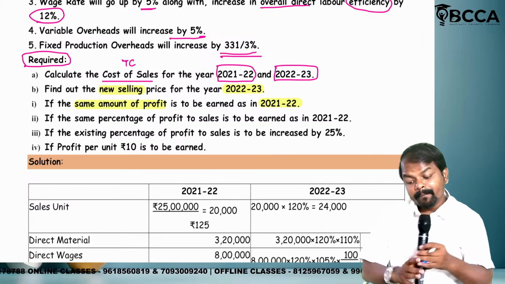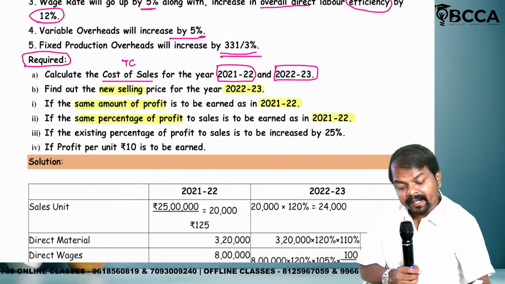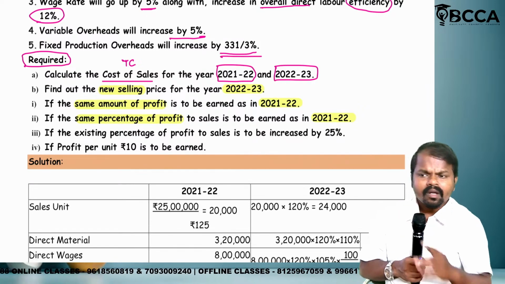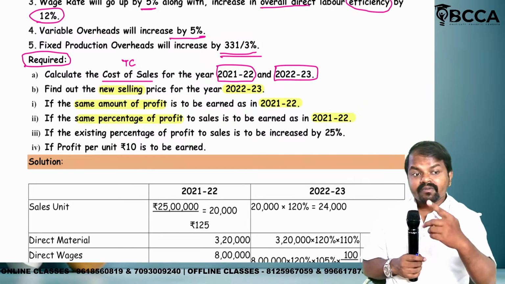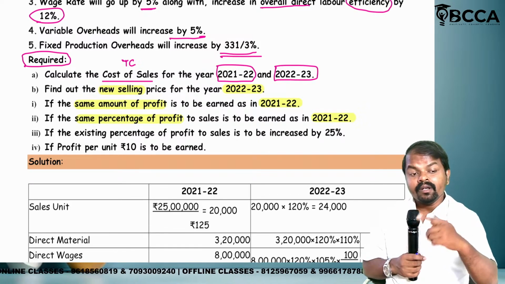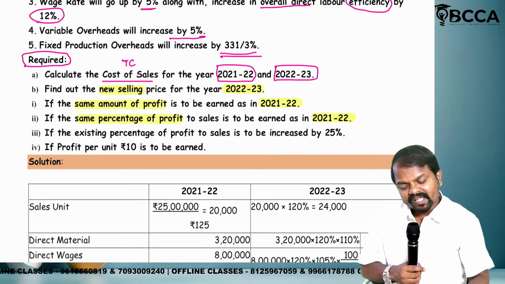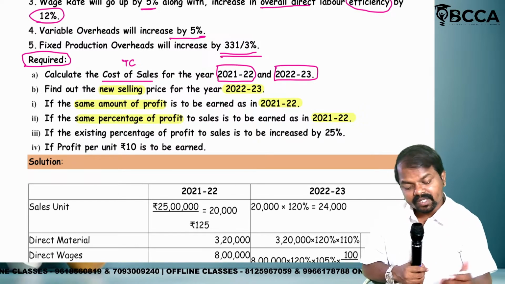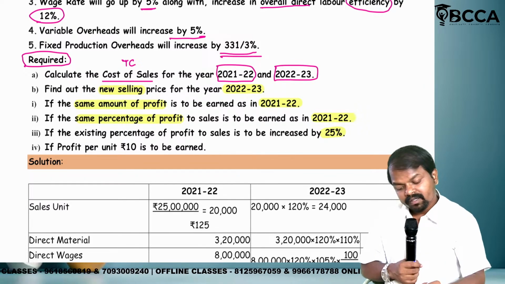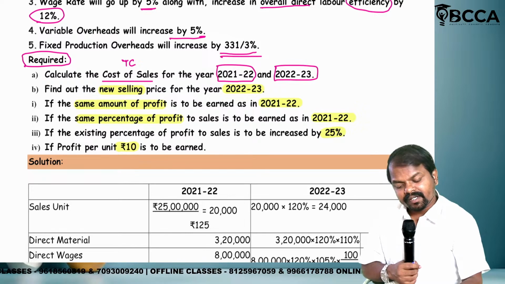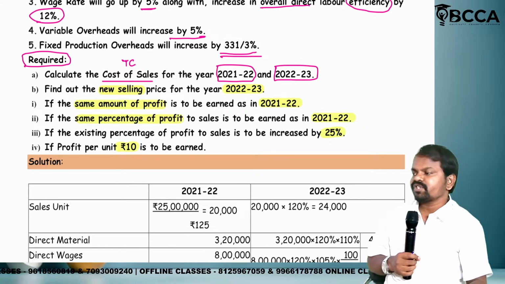If the same percentage of profit to sales earned in 21-22. What is the difference between the first and second question? First one, amount of profit. Second question, profit percentage. Next, if the existing percentage of profit to sales is increased to 20%, and next, if the profit per unit of 10 rupees is earned. These are the requirements of the question.